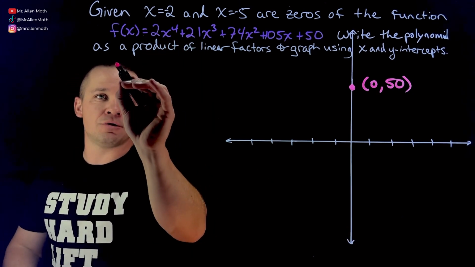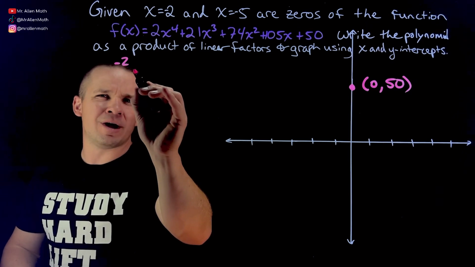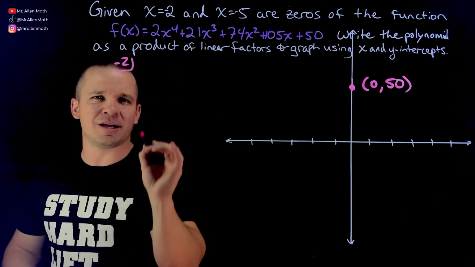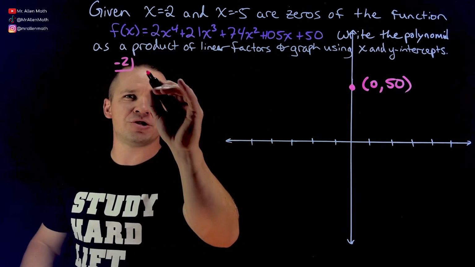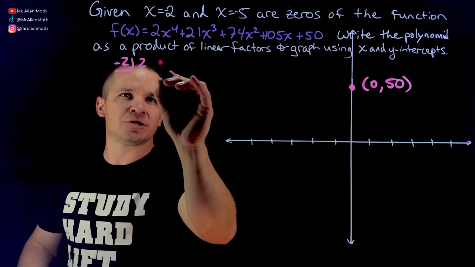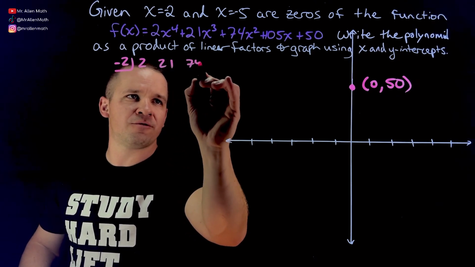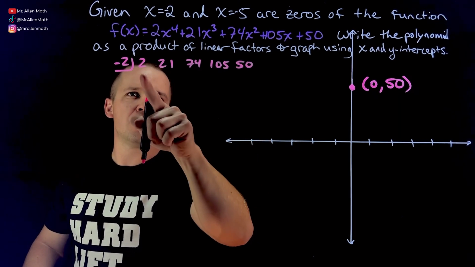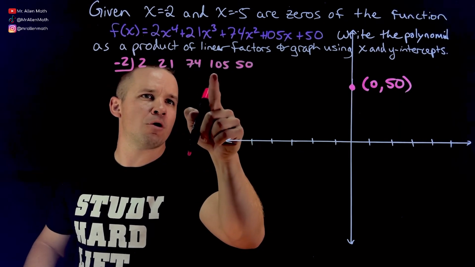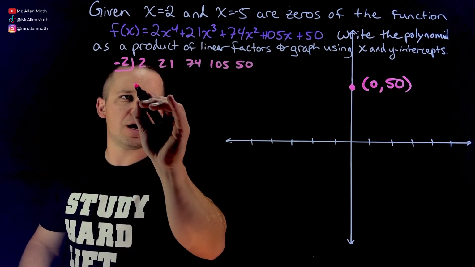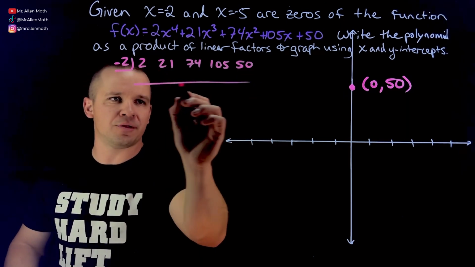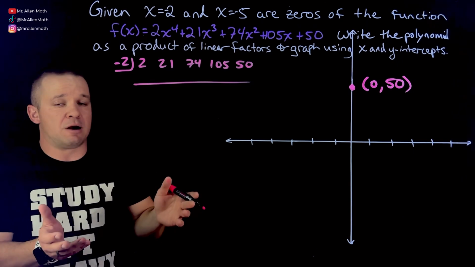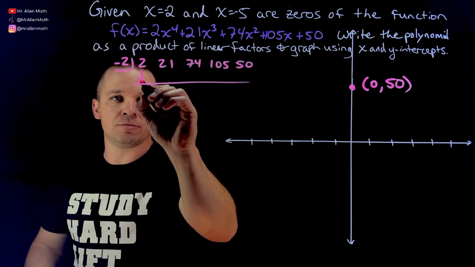So I'm going to put -2 in the box here. And everybody writes up synthetic division a little differently. I was taught like this. And then I put all my coefficients. So we got 2, we got 21, 74, 105, and 50. Let's double check. 2, 21, 74, 105, 50. Cool. And then I draw a line. I see some people do it like this kind of a thing. It doesn't matter what you do. Either way, drop it like it's hot.